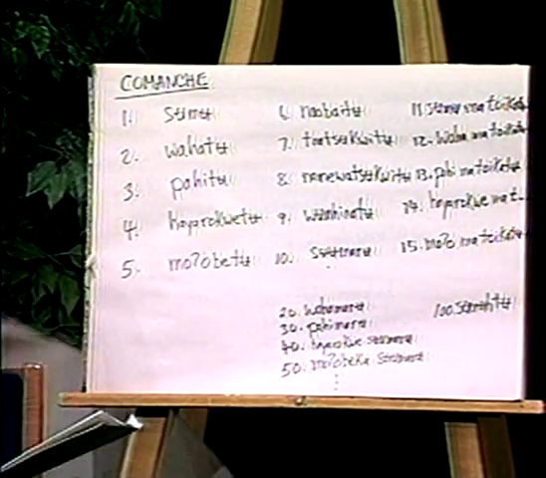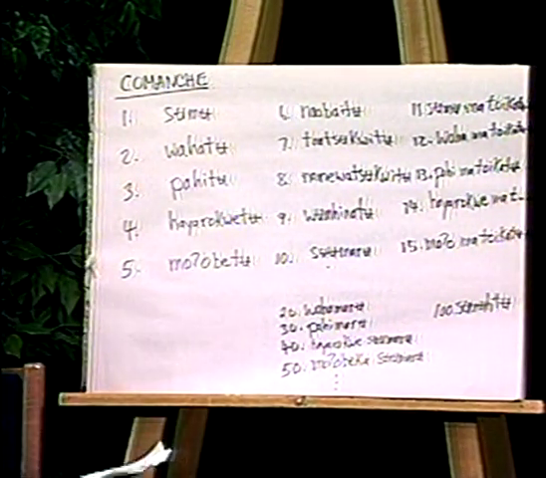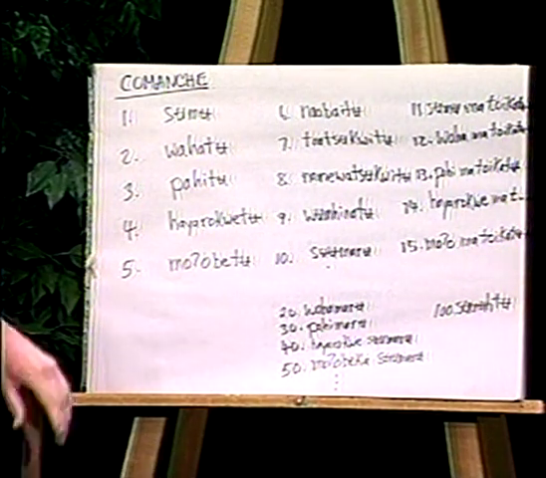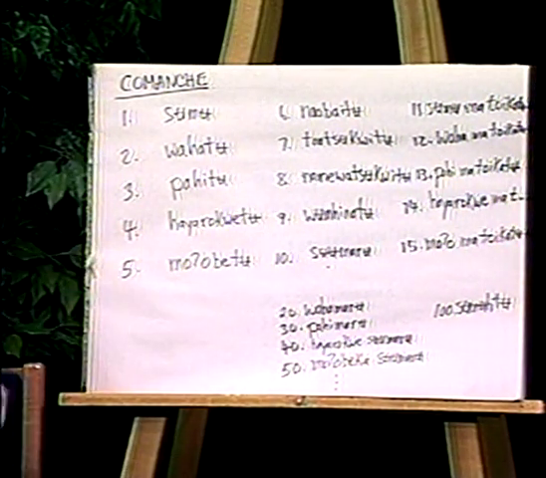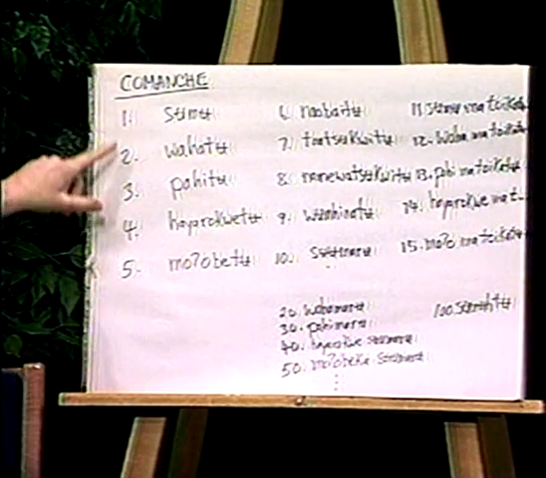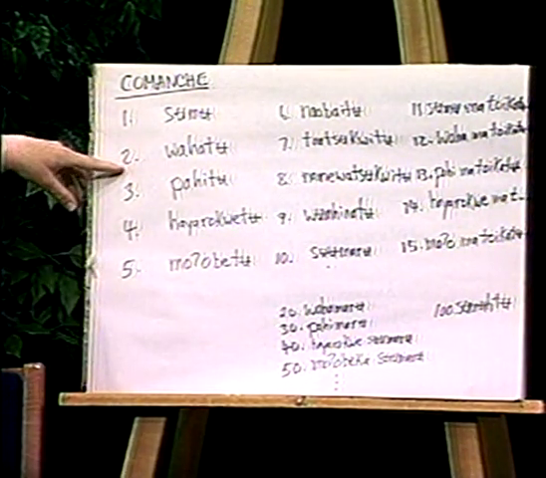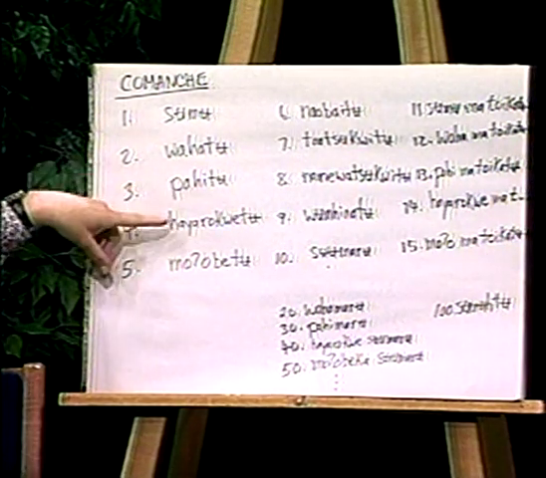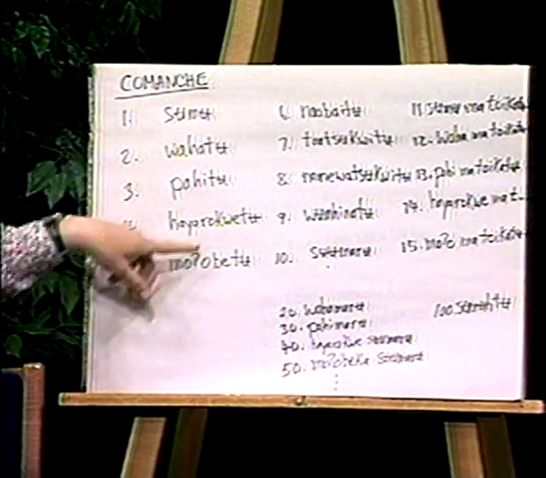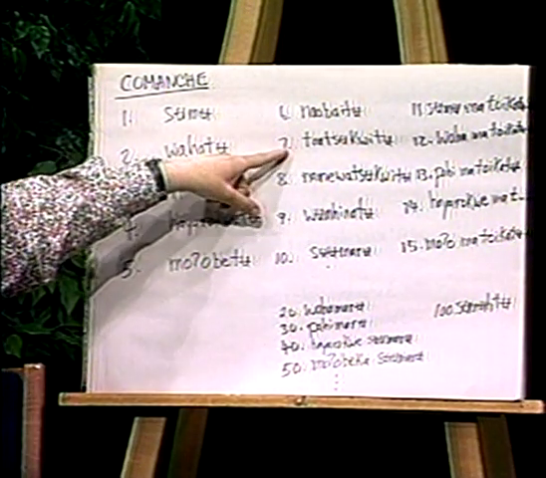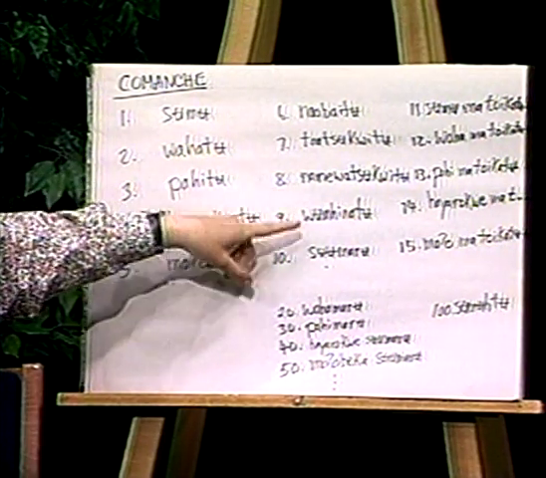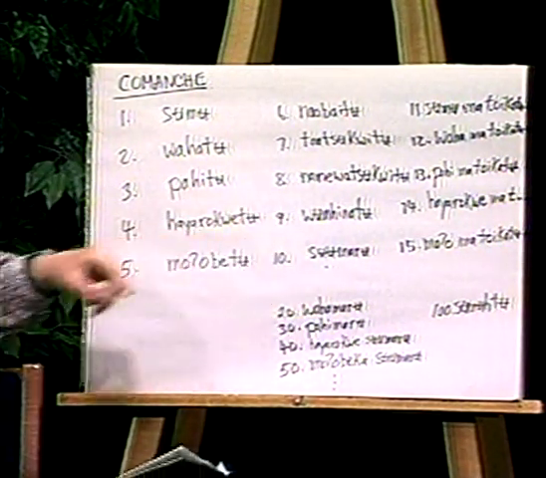So let's look at Comanche. Now in Comanche, I'll just pronounce the numbers for you first. And these are the digits here. We'll show you what they mean. Summa for 1, Wahata for 2, Pahita, Hayaroqueta, Maoveta, Navaita, Tatsakuta, Namiwatsakuta, Wumnat, and Sumar.